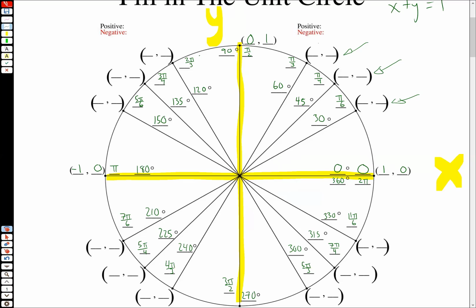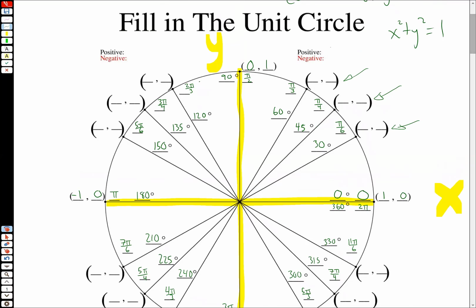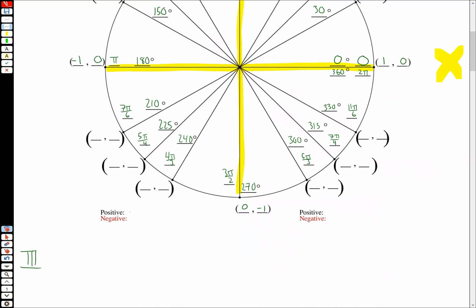Since we don't know what the trig functions are yet technically, right now what I'm going to write down for positive and negative are just x and y. For instance, in the first quadrant, both x and y are positive. Remember this is quadrant 1. In quadrant 2 over here, notice x is negative, but y is still positive. In quadrant 3, both x and y are negative. And then in quadrant 4, x is positive and y is negative. So right now that's what positive and negative is going to mean for us. It's going to capture what coordinates are positive and negative in each quadrant.